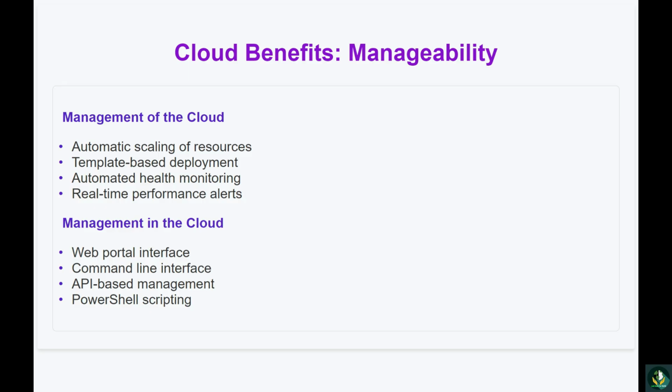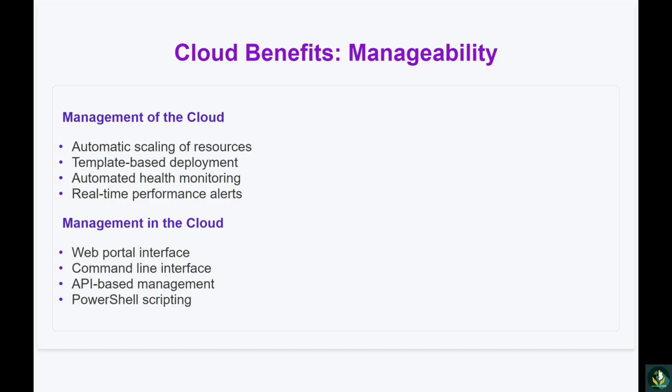Real-time performance alerts. Cloud management tools can be configured to send alerts based on various performance metrics. This real-time monitoring allows IT teams to quickly identify and address issues before they impact users or business operations. Resource optimization. Many cloud platforms offer tools to analyze resource usage and provide recommendations for optimization. This can help organizations reduce costs by identifying underutilized resources or suggesting more cost-effective configurations.